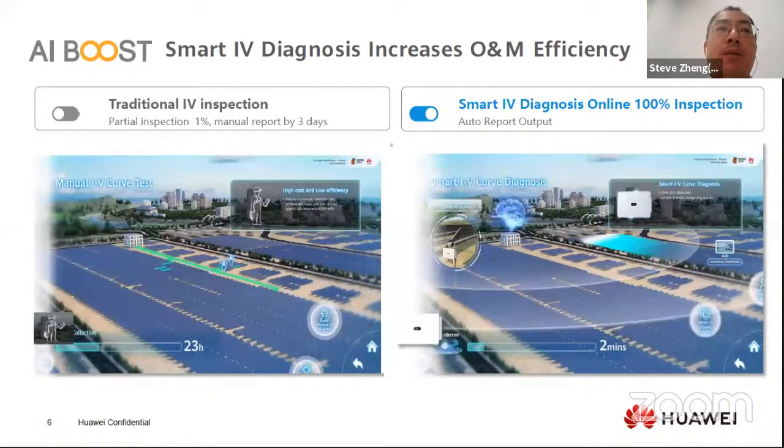It helps us to know the health of the PV plant, and furthermore, it will lead to higher generation after doing the correction and the troubleshooting according to the diagnosis report. So this is also based on AI to do the smart IV curve diagnosis to increase the O&M efficiencies. Okay, next one.